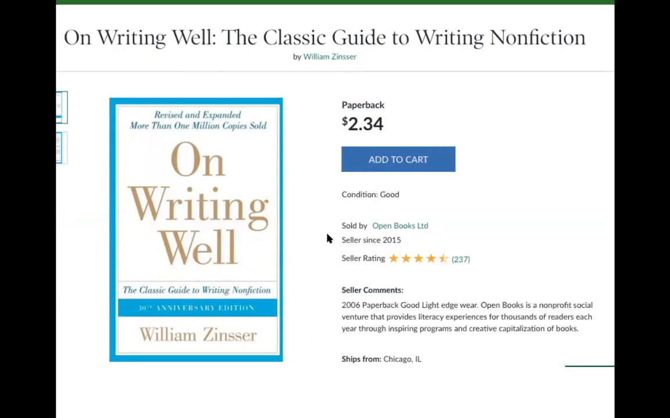So if you've never seen this book before, this is one for us, not for our students. You can get it now for next to nothing, and it is a great book on how to write well. So if you're interested in learning more about the craft of writing, you'll get a lot out of this book.